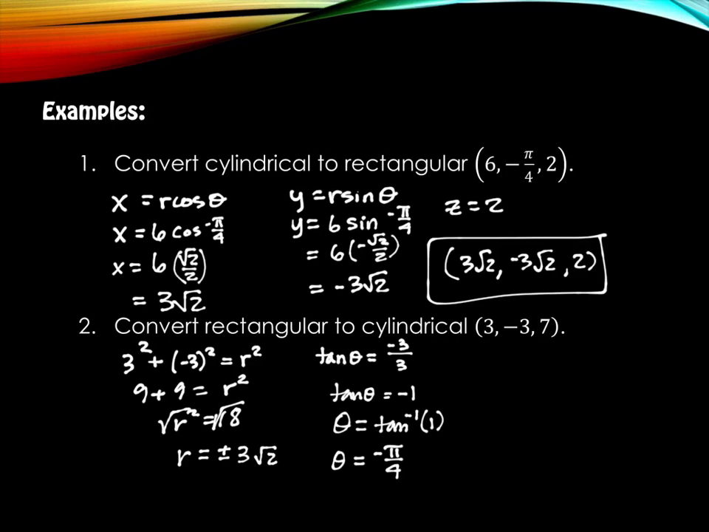It would also be 3 pi over 4. Remember that inverse trig functions have a range that goes, in the case of tangent and sine, from negative pi over 2 to pi over 2. In the case of cosine, it's from 0 to pi. So that's why you get that one. And then we have z equals z, so z is equal to 7.